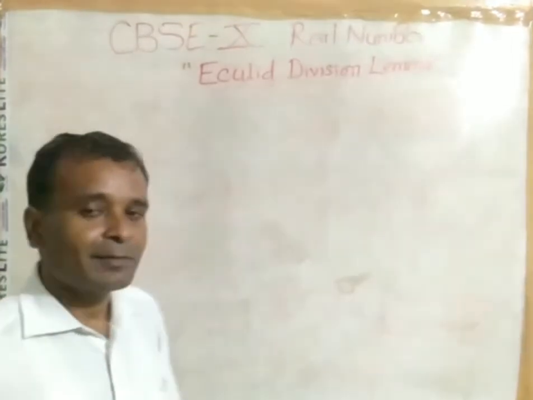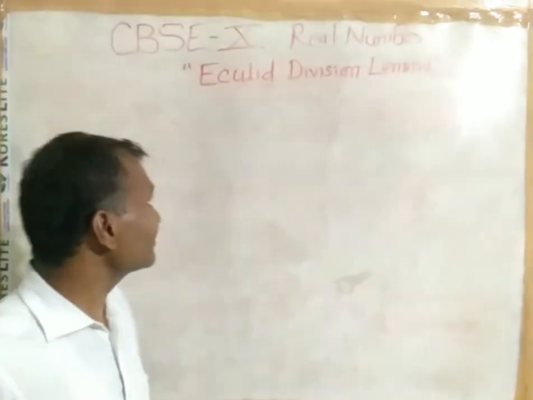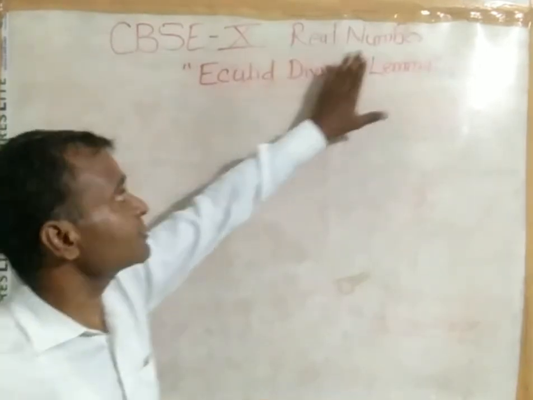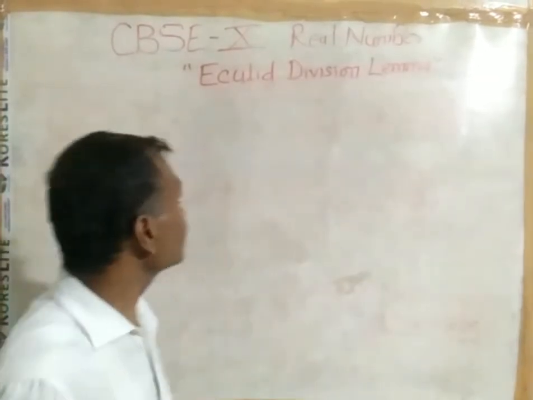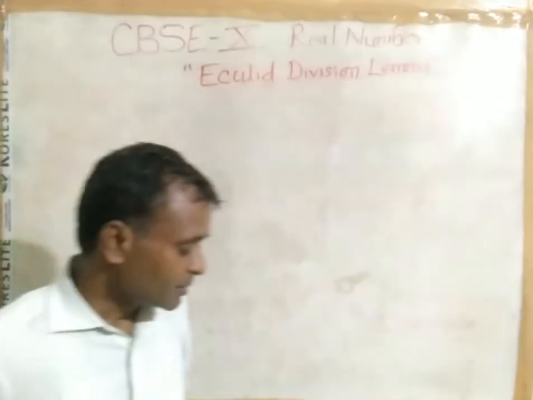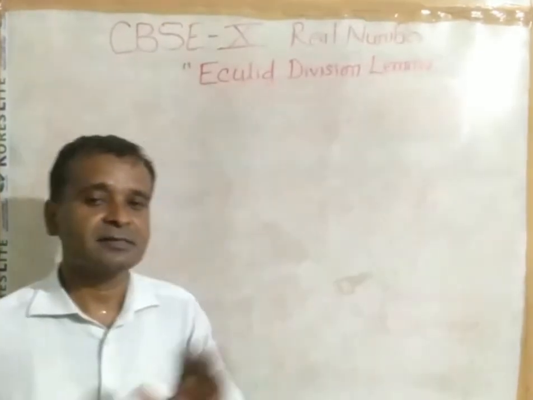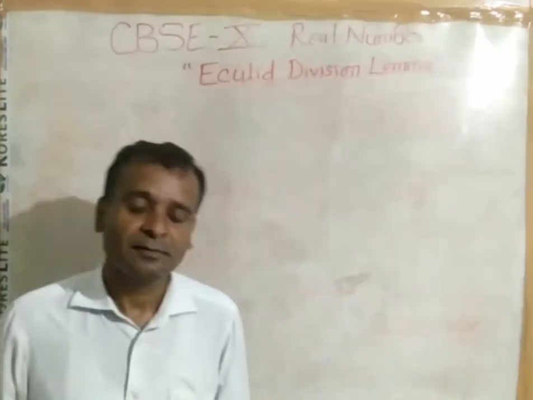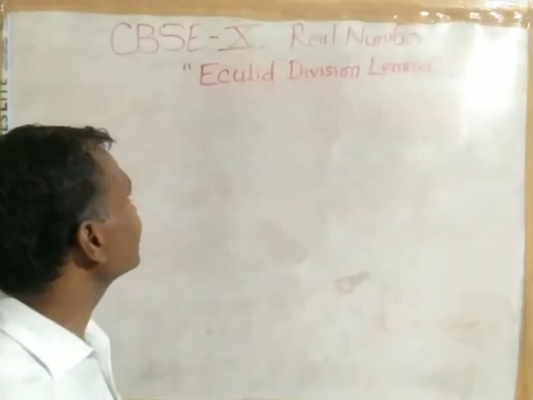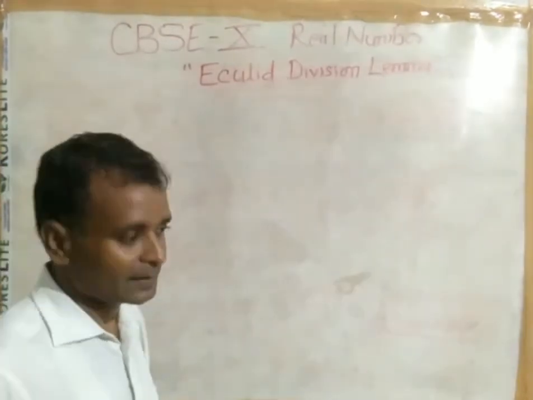Students, our today's topic is taken from CBSE class 10th, chapter 1st, real numbers. The topic is Euclid division lemma. Students, you always have three questions: what, why and how. First we take what. What is Euclid division lemma?